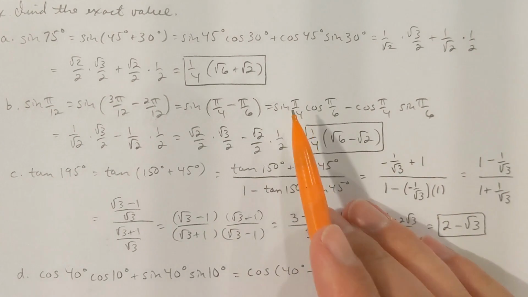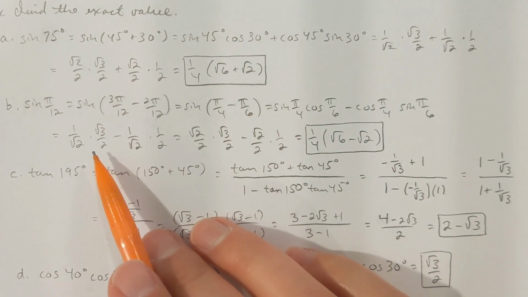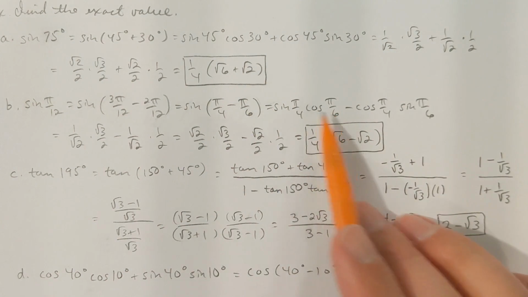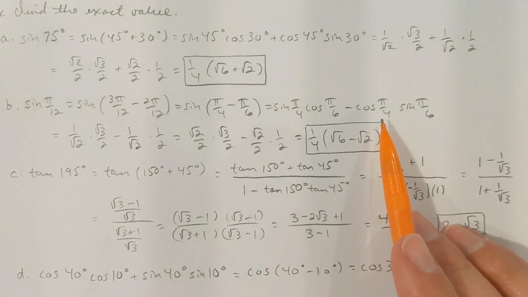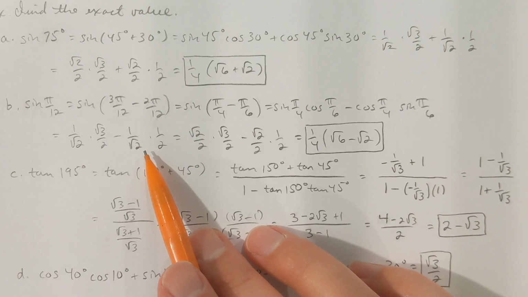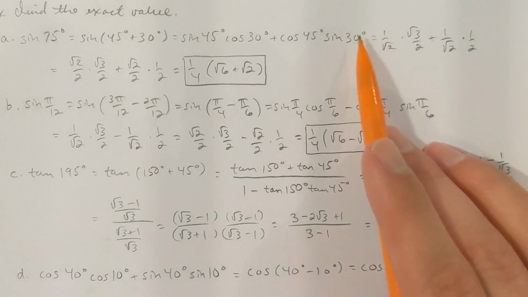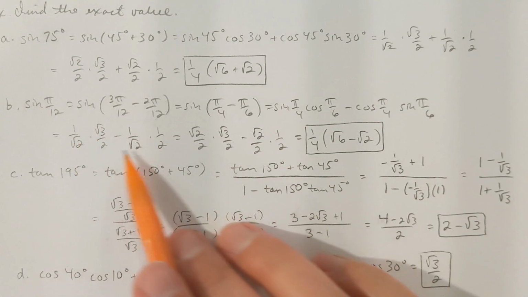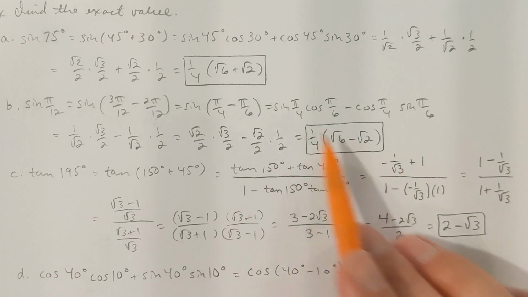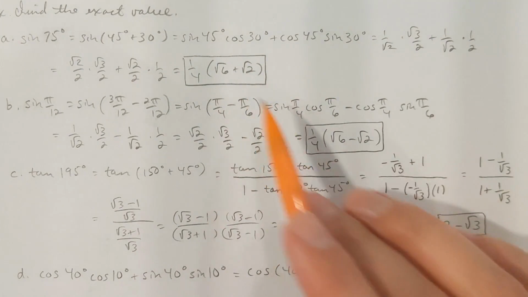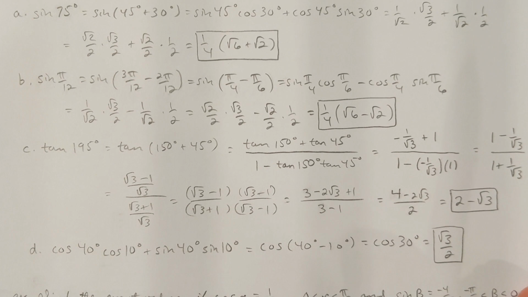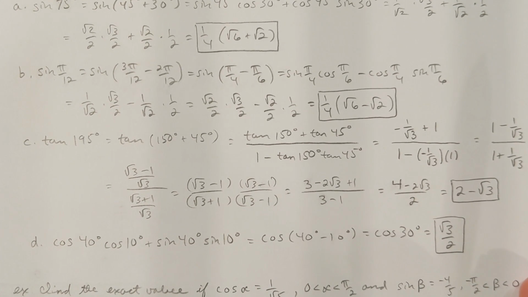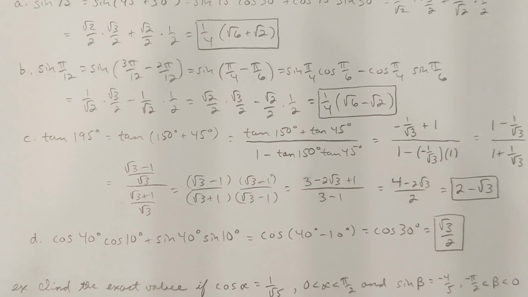So sine of 45 degrees, that was 1 over root 2. Cosine of 30 degrees, that was root 3 over 2, minus cosine of 45 degrees, that's 1 over root 2, and then sine of 30 degrees, that's 1/2. So we're going to have something very similar to what we had in the other problem, only we're subtracting inside the parentheses.